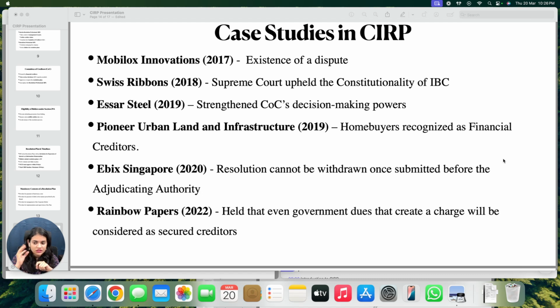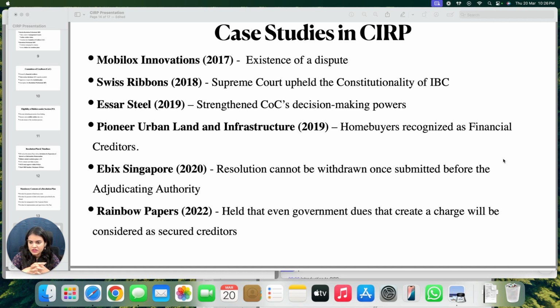So when the resolution applicant is submitting a resolution plan, there is a certain risk involved. This is considered to be a business risk, and the Supreme Court held that a resolution plan is absolute and cannot be withdrawn after filing the resolution plan application before it. And the amounts also may not be changed.